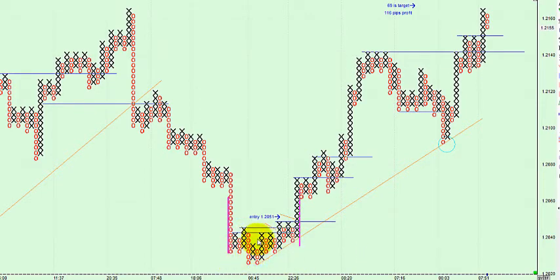So this was the bounce and that test off of the lows that I showed you on the daily time frame, and this gave me an entry at 1.2051 on the euro dollar. My target was 1.2169, for a total of 116 pips. You can learn how to do this. I teach you how to do this in my trading course.